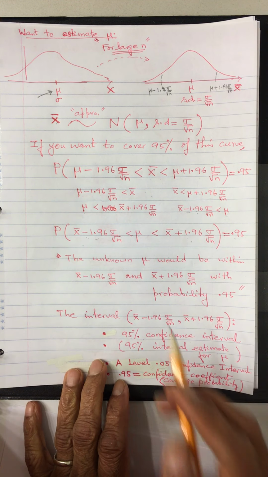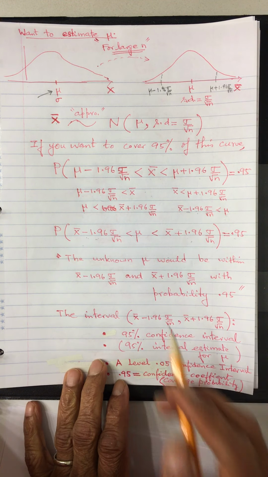If you want 95%, it's 1.96 standard deviations of the mean right there. If you want 90%, all you have to do is change this to 1.645, coming out of the Z table. Depending on the coverage you want, you change that table value. That way you can get your interval estimate.